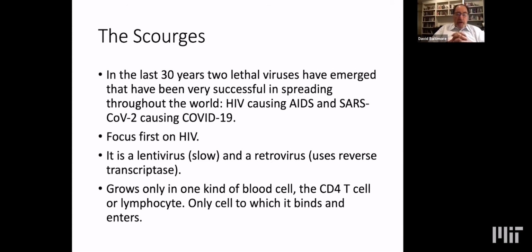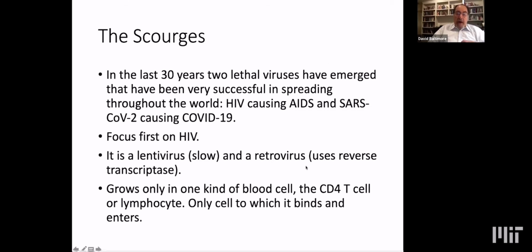Let's first focus on HIV. It's what's called a lentivirus. Lenti means slow, and it slowly develops symptoms. In humans, that can be over a period of years, 10 years, but there are animal lentiviruses, and they're also very slow to develop their disease. And that's where lentiviruses got their name.